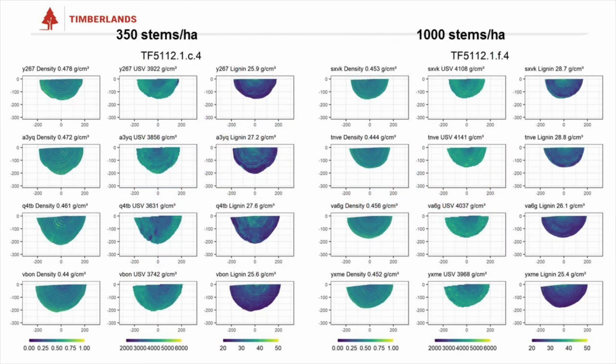Looking at a selection of discs from this trial, the larger core wood zone in the trees planted at 350 stems per hectare is apparent in the middle column of the left-hand panel, which shows the lower ultrasonic velocity, and in the right-hand column showing the higher lignin content. Again, once we can apply the ring detection algorithms to these data, it will be possible to undertake more thorough analyses to quantify these differences in core wood properties.